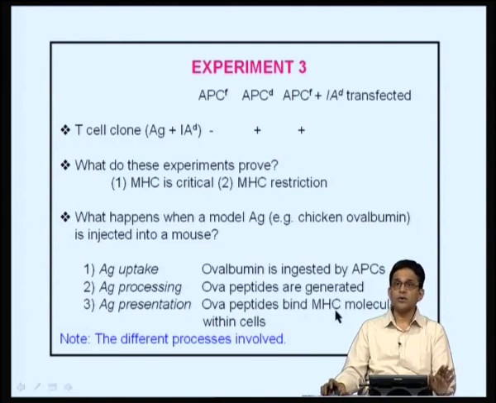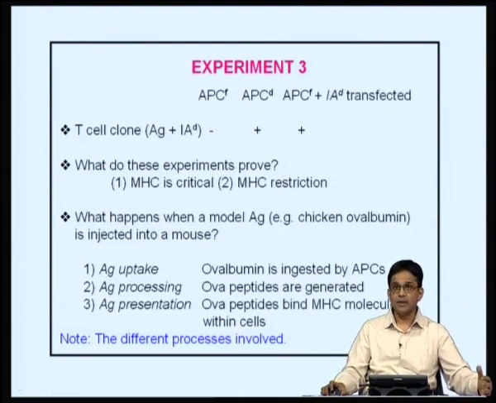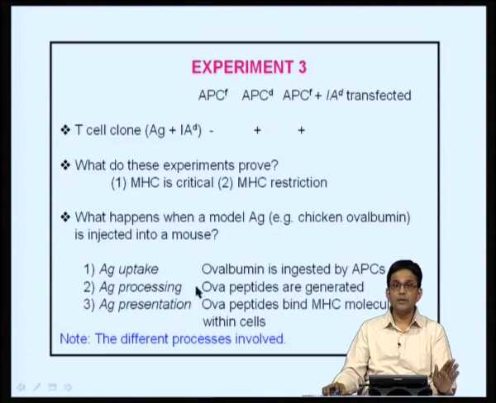Now, there are different processes that are involved over here. Very important, you have antigen uptake. You have antigen processing, where from the antigen, antigenic peptides are generated. And the third important point is antigen presentation, where these antigenic peptides are presented on MHC molecules. So, very important parts for you all to remember, that you have these different processes, and you should be able to distinguish the difference between antigen processing and antigen presentation.